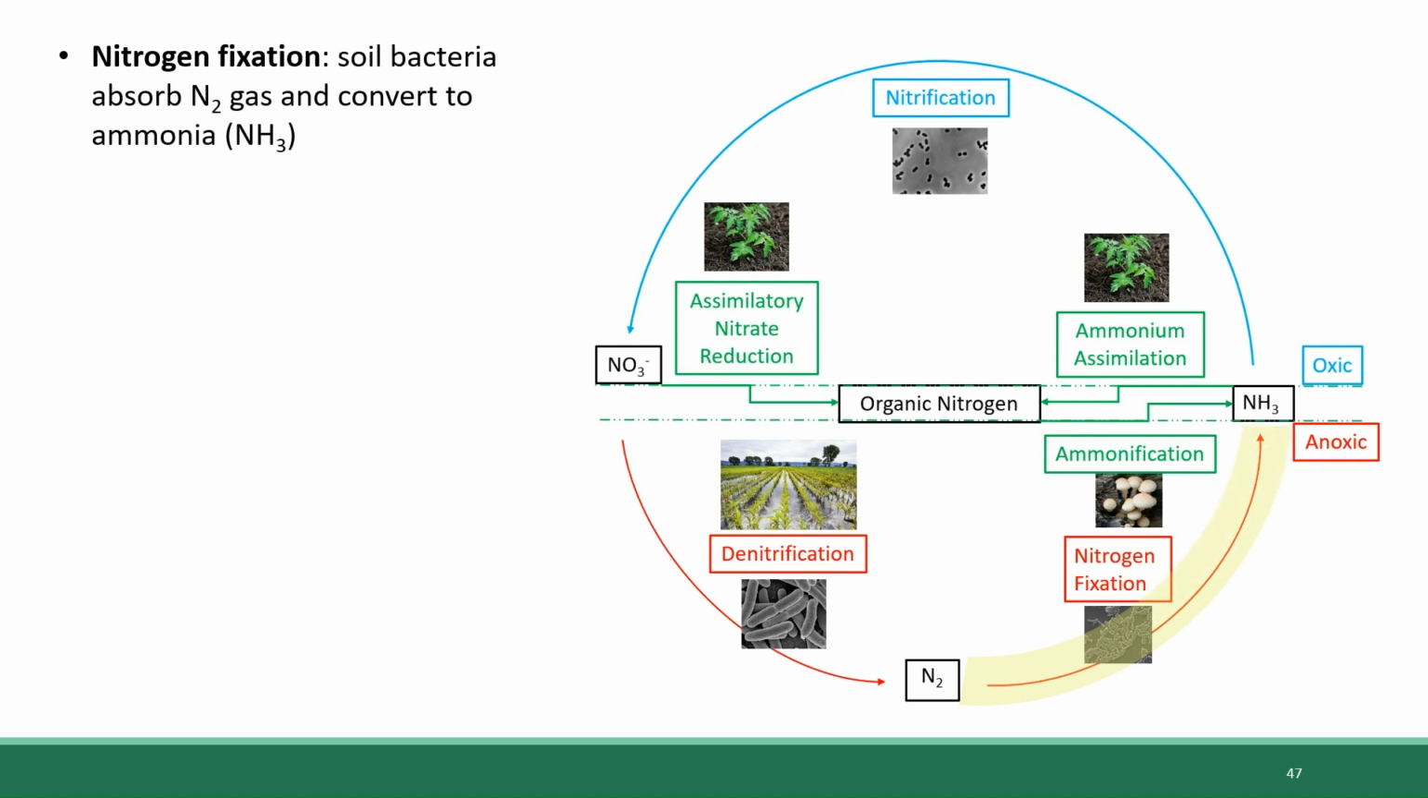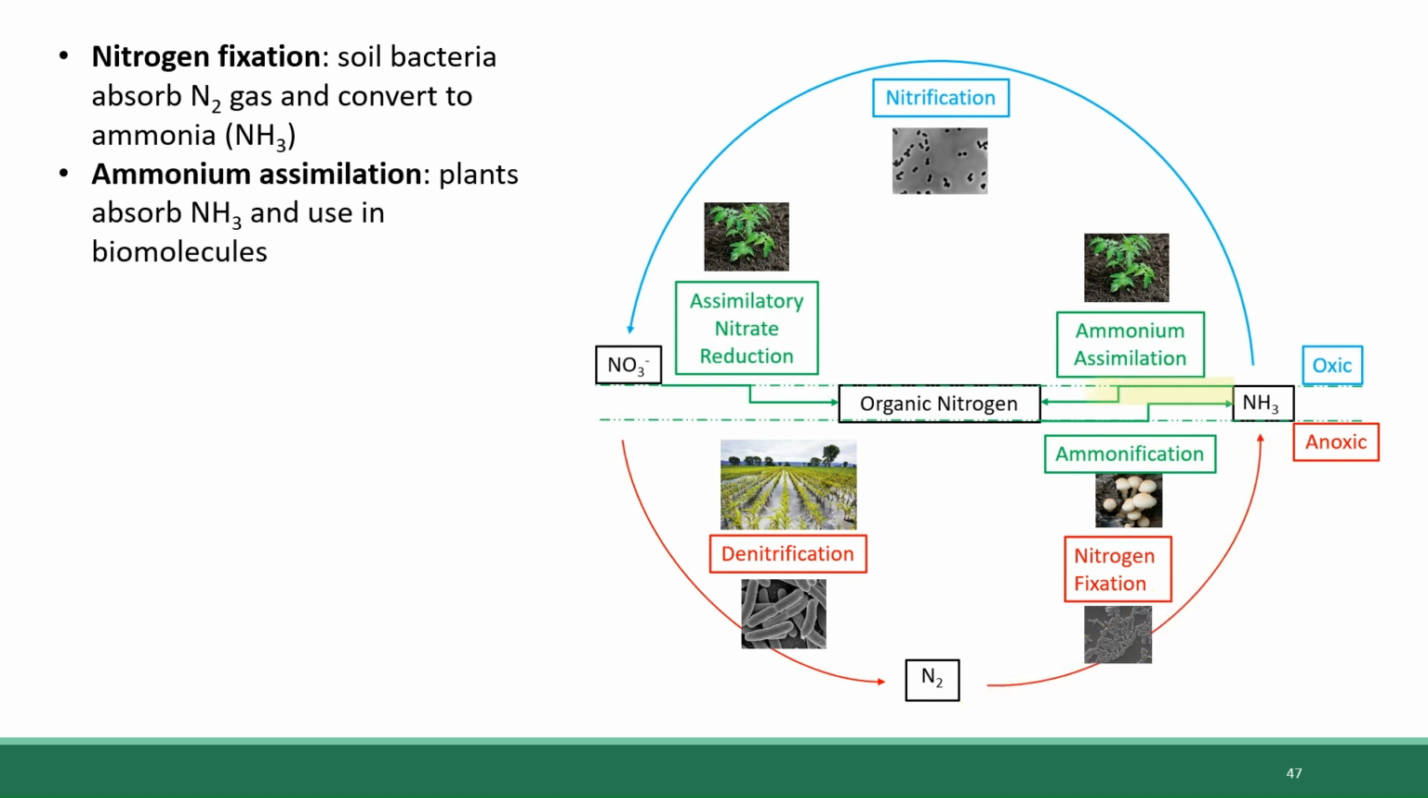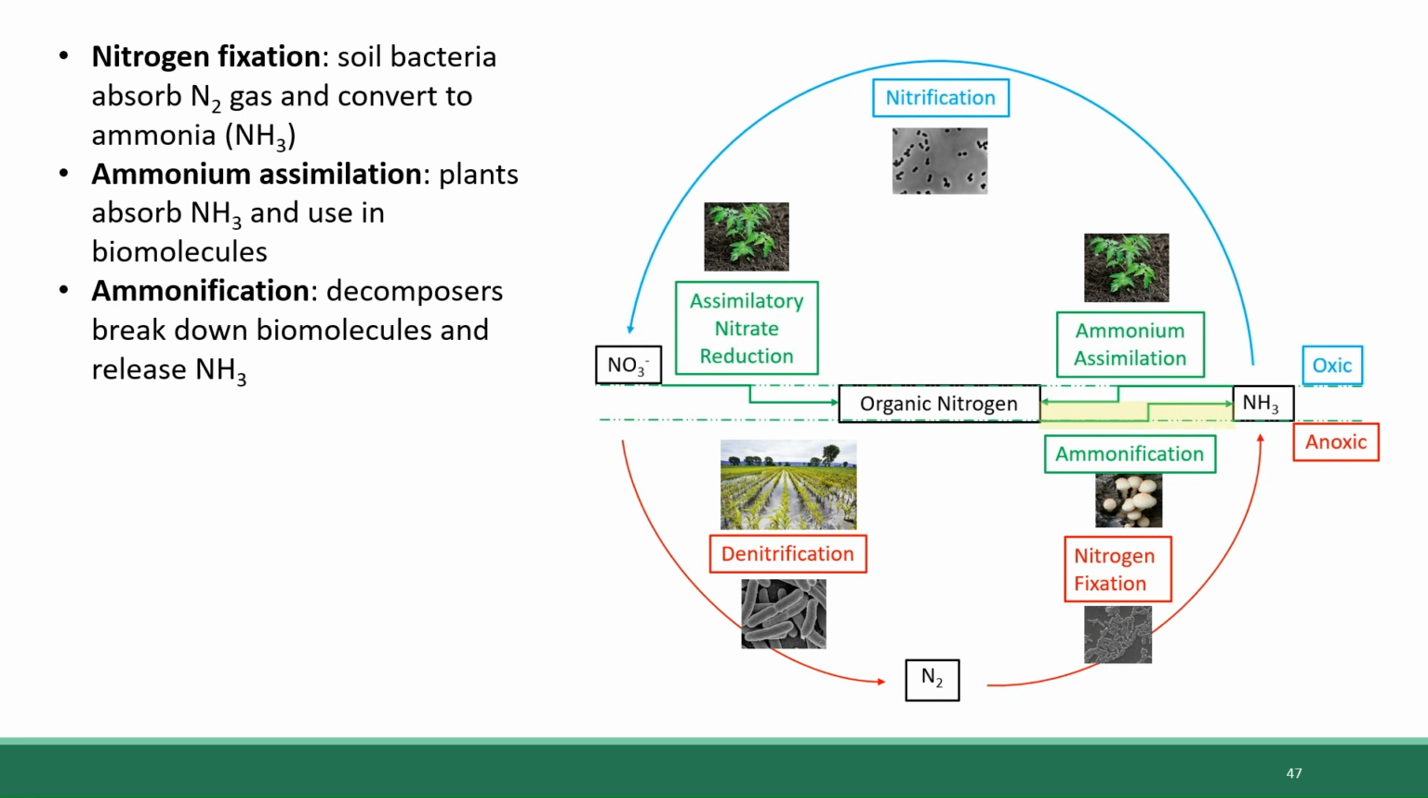Only certain types of bacteria can perform nitrogen fixation, which turns that nitrogen into the more useful form of ammonia. Plants can take that up from the soil through a process called ammonium assimilation and use it in their biomolecules. When organisms die, decomposers will reverse that process, break the molecules back down, and release their nitrogen in the form of ammonia. And that's called ammonification.